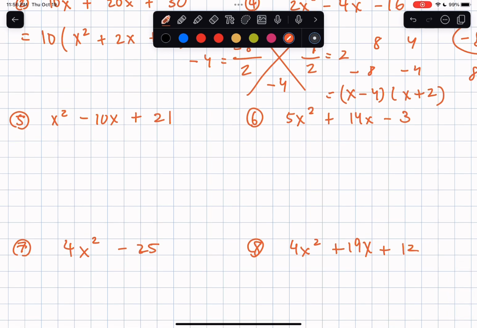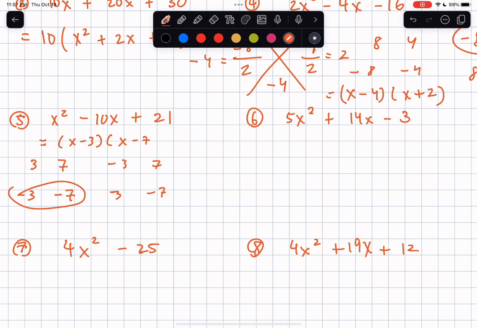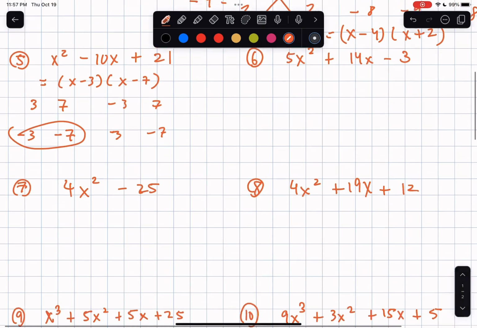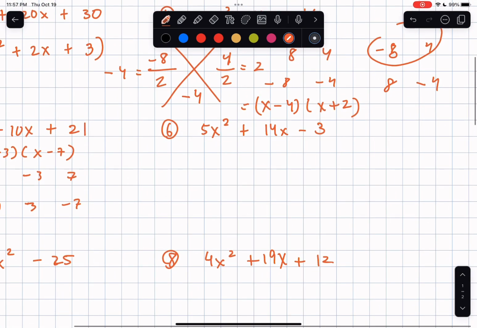It's a regular trinomial. So test out the pairs, right? So if you can see, 3 and 7 work. Negative 3, negative 7, negative 3, 7, 3, negative 7. So out of these 4, to get negative 10, you must have both negatives, right? So it has to be this one. So the answer would be x minus 3, x minus 7. And these both, when multiplied, the negatives cancel out to a positive 21. So that's how you know that's the answer.